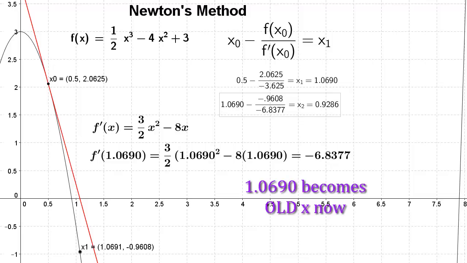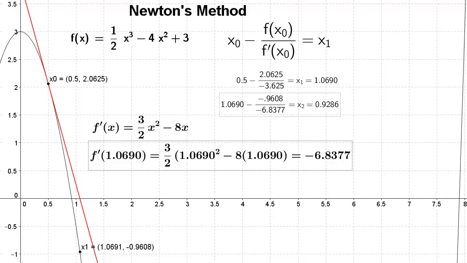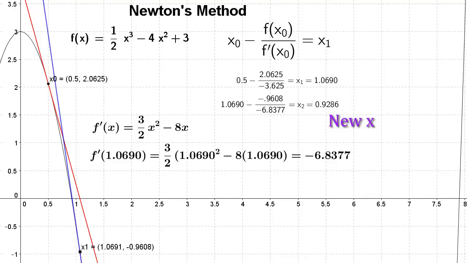So we repeat the process using x1 as our starting point, and we get 1.0690 minus f of x1, which is negative 0.9608, divided by the derivative at 1.0690, and that gives us a new point, x2, which is approximately 0.9286. And we get that by projecting a tangent line from x1, and you can see that visually in blue. And hopefully you can see that it's getting closer and closer to the actual 0 of the function.